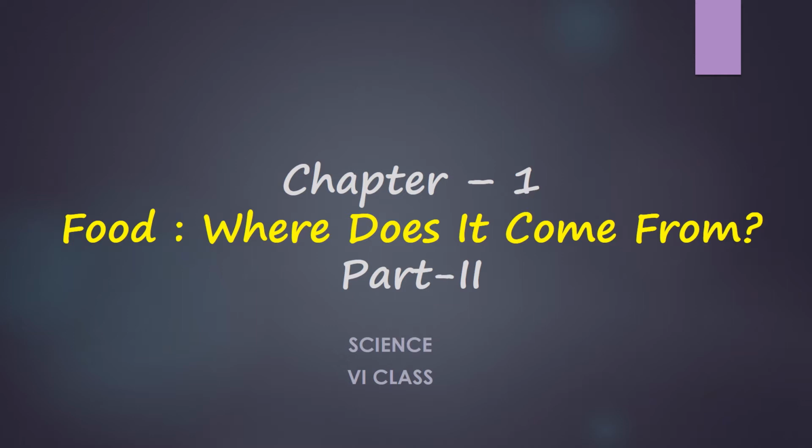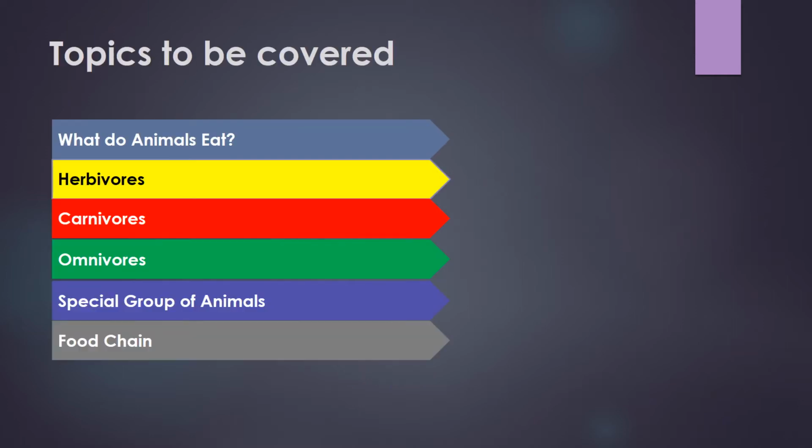In this video, I will cover the rest of chapter first, Food: Where Does It Come From, class 6th science. The topics to be covered are all the rest of the topics of chapter first. What do animals eat? We will learn about herbivores, carnivores, omnivores, a special group of animals, and about the food chain.